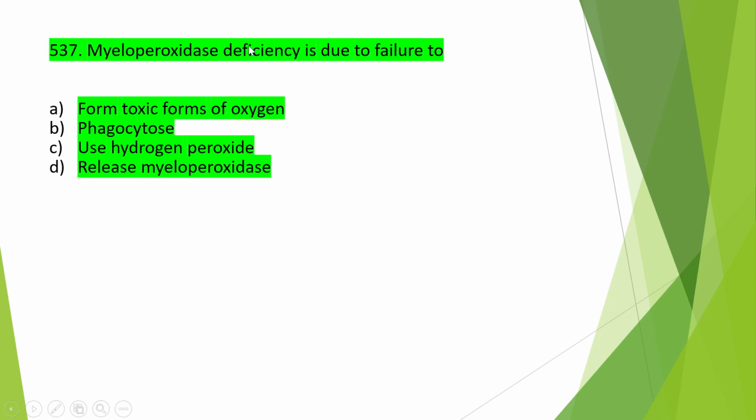So next question we will see. Next is myeloperoxidase deficiency is due to failure to: option A form toxic forms of oxygen, option B phagocytose, option C use hydrogen peroxide, option D release myeloperoxidase. So the right answer is option D, that is release myeloperoxidase. So myeloperoxidase deficiency is due to failure to release myeloperoxidase.